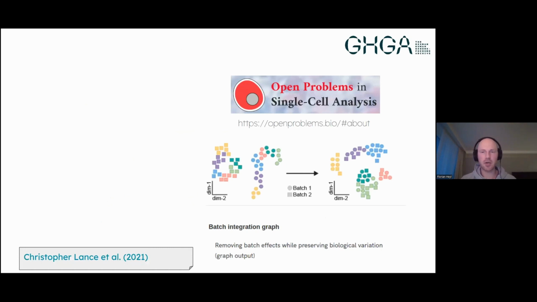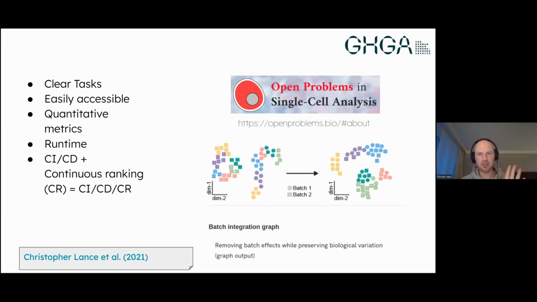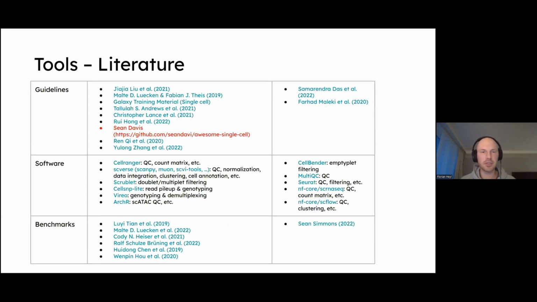And there exists now, which I really find useful, I want to stress it here, a community and web page called Open Problems in Single-Cell Analysis, which tries to create benchmarks or benchmark sets in order to rank and in order to optimize individual tasks for single-cell data analysis. And I will skip these things now because of time. But check this out if you want to create tools and contribute to the single-cell community.